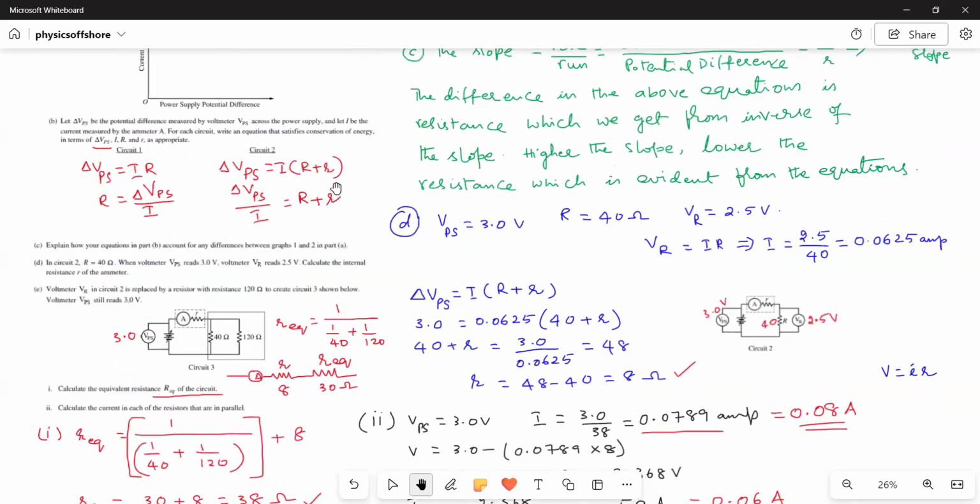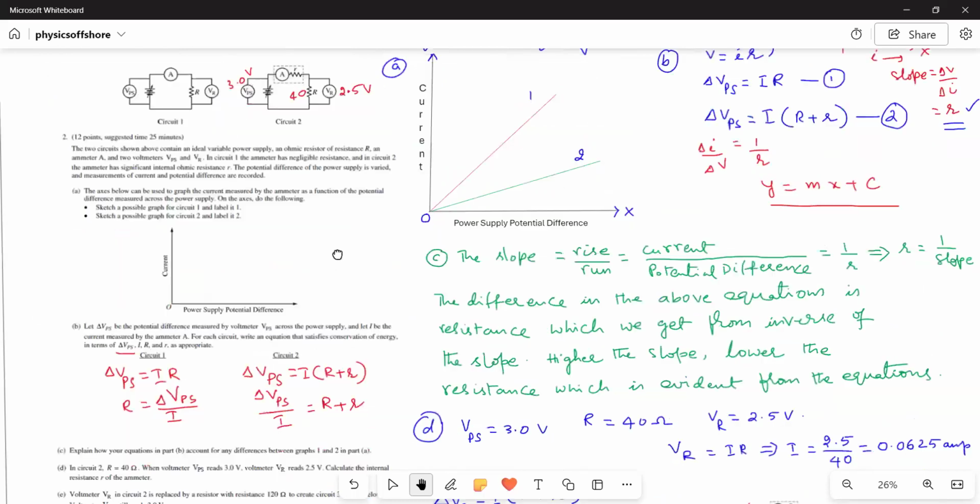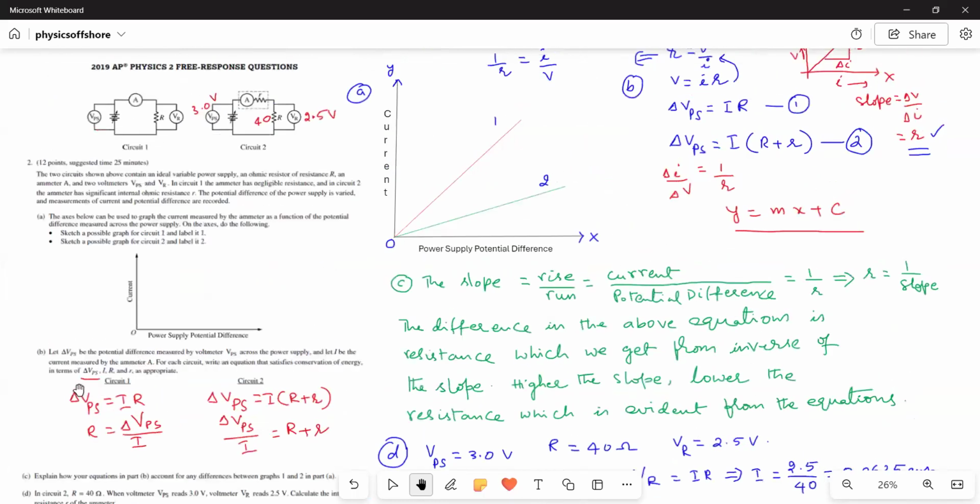That's it. Now, I will start by answering the second question first, the B part, and then go to the A part, so that I have an idea of how the graph should be. Otherwise, drawing the graph is a bit perplexing. See here, these two circuits are almost the same. The only difference is the second circuit has an internal resistance R for the ammeter, but in the first circuit, the ammeter has a negligible internal resistance.